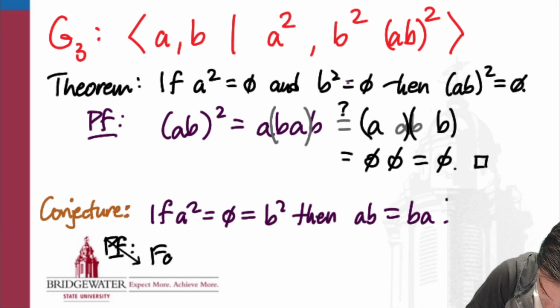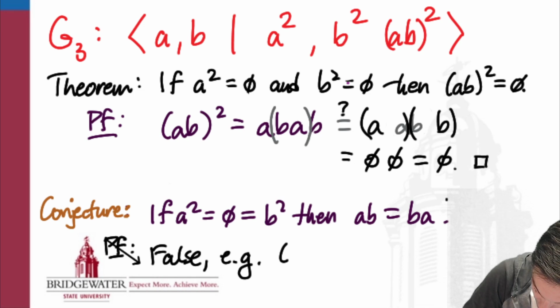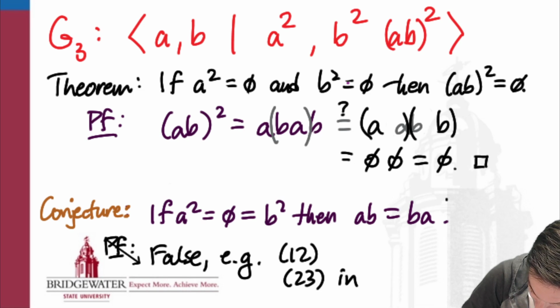So this thing is false. E.g., 1, 2, and 2, 3 in the permutations of 3 do not commute.